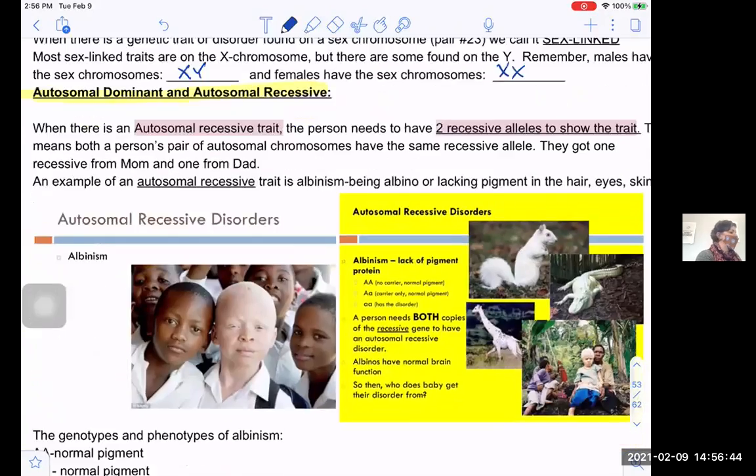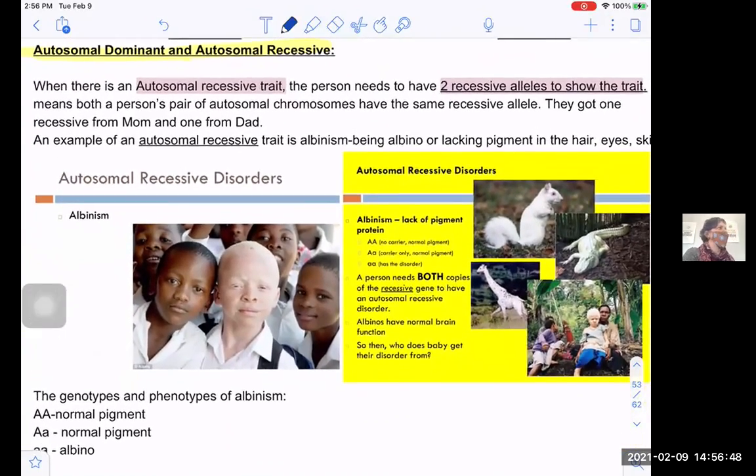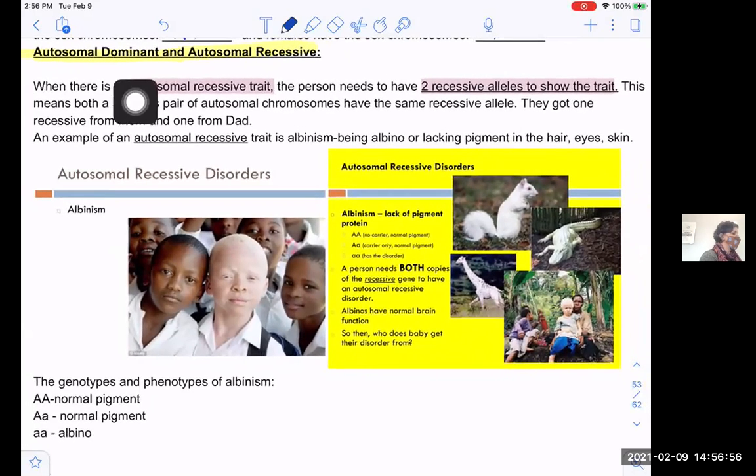All right, so like I said, we're not going to focus on X-linked today. We're going to talk about autosomal dominant and autosomal recessive. We're going to start with autosomal recessive. So when there is an autosomal recessive trait, the person has to have 2 recessive alleles to show the trait. They need to have 2 small letter alleles to show the trait. This means that both of a person's pair of autosomal chromosomes have the same recessive allele. They get one from their mom and one from their dad.